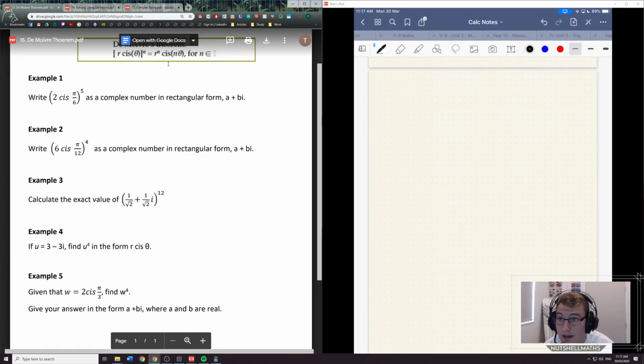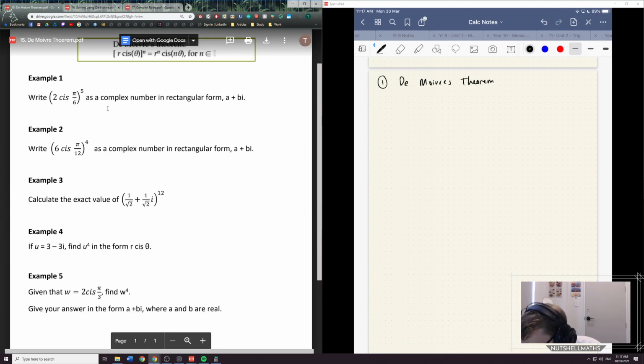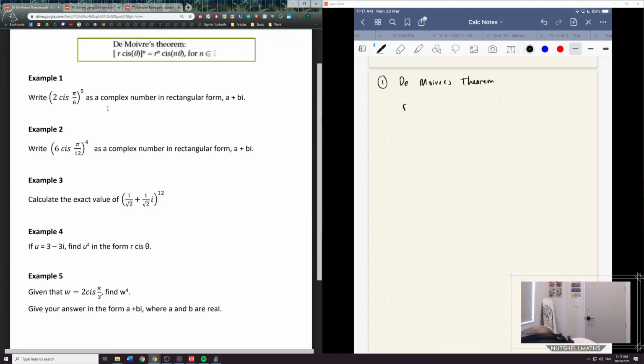So, I want to bring together some things we've got. The first thing I want to bring to the front of our memory, and really focus on this, is de Moivre's theorem, which is what we just did. We know that r cis theta, all to the power of some number, let's say n, equals r to the n cis n theta. We know this, we've done it, we're good.